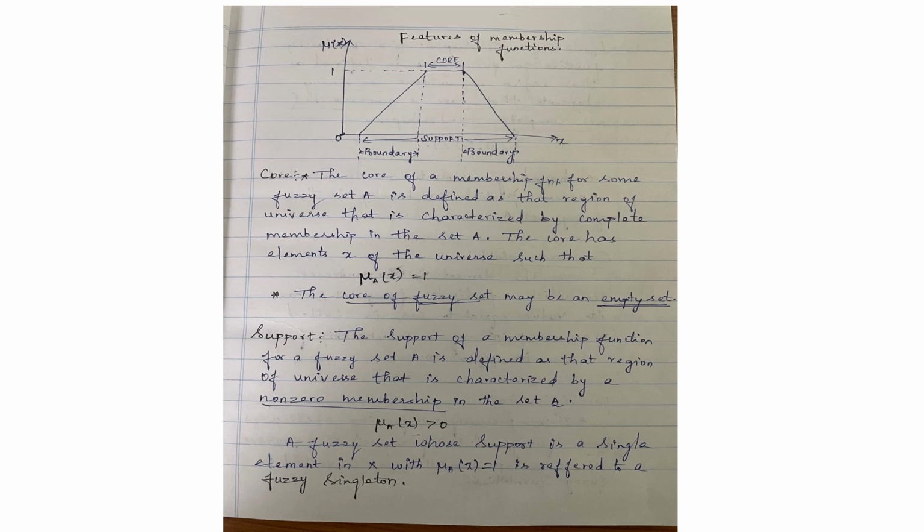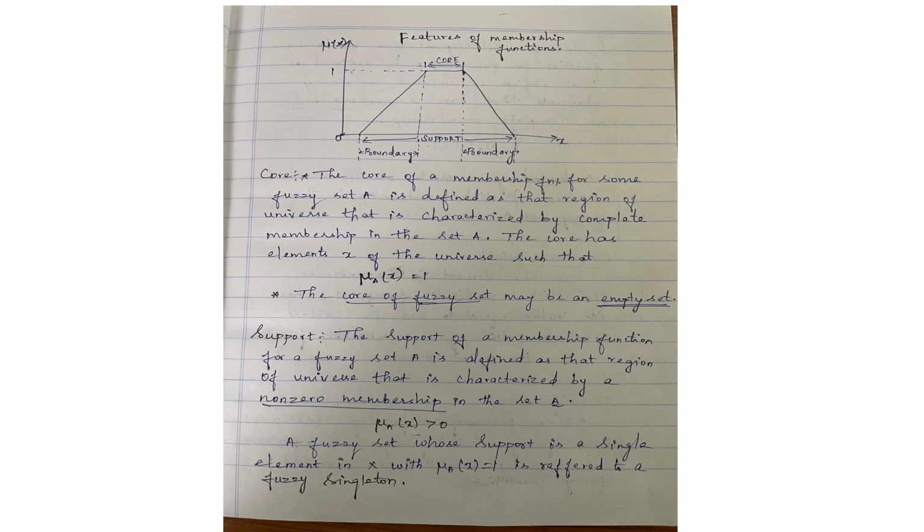So next we are going to see about the features of membership function. Initially we have seen what is meant by fuzzy set, and we saw an example of how we are going to find the fuzzy set, that is, how we find the membership function of an element in the set. Then we have seen the types of fuzzy set.